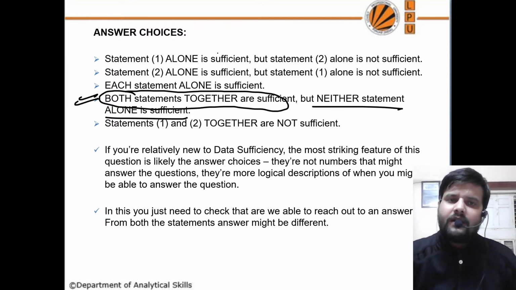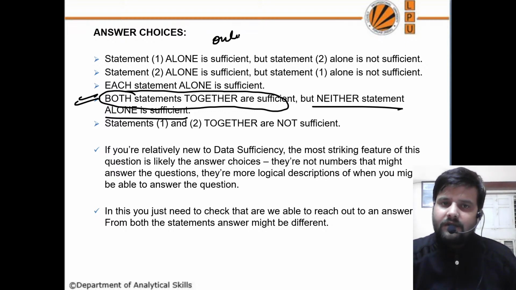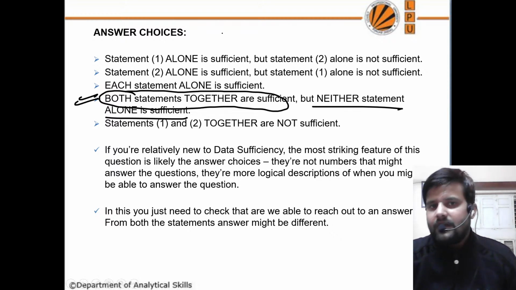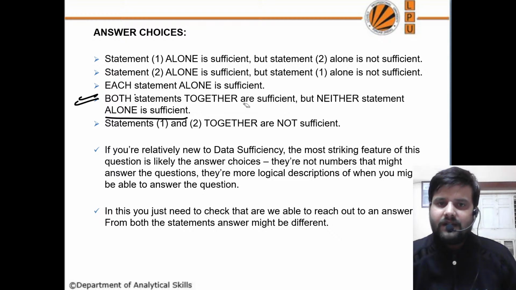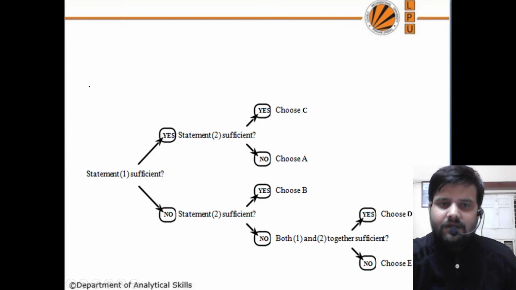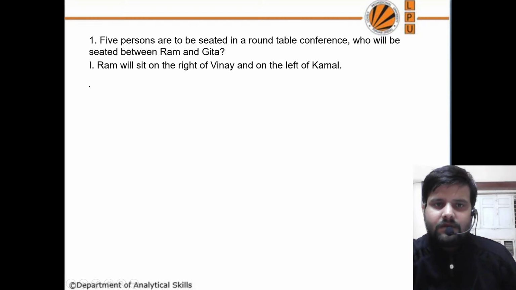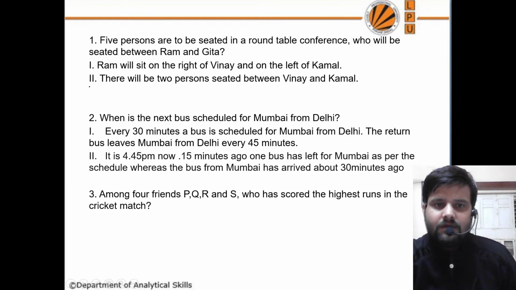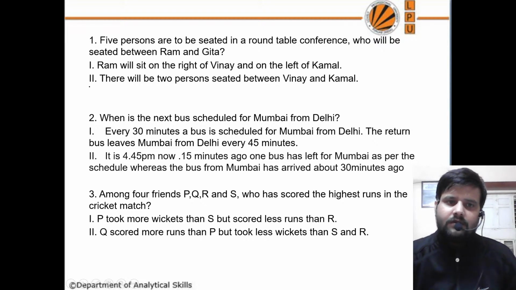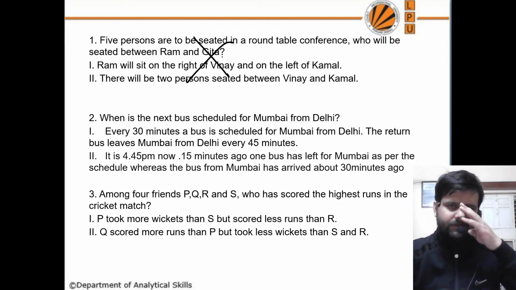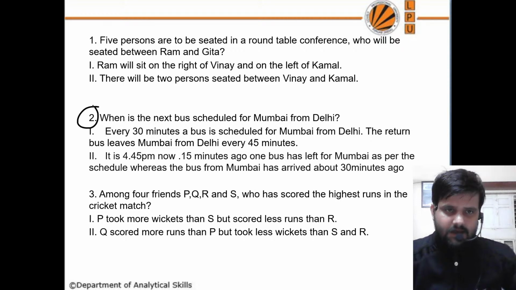Now remember it, if you get only one answer, it means one unique answer must be there for a question. Then only you can answer a question. Okay, let's jump to a few questions. Okay, let's come to question number 2 directly.